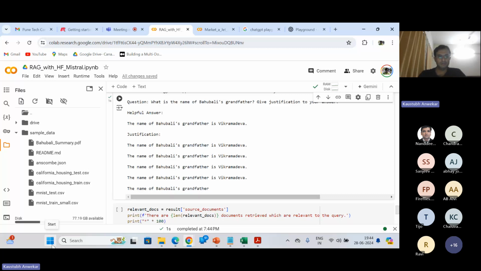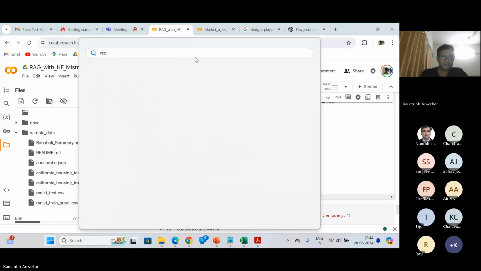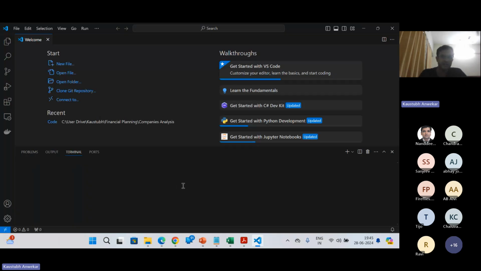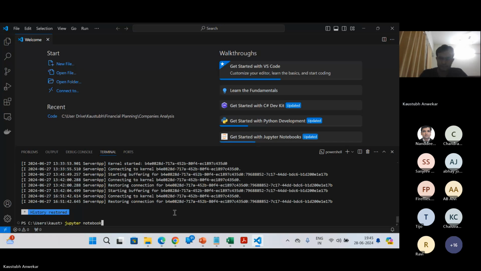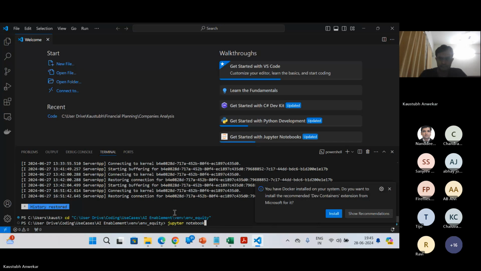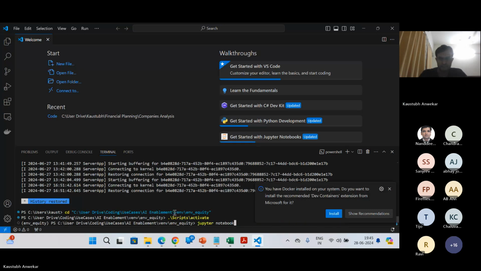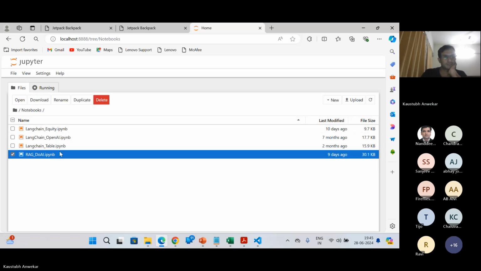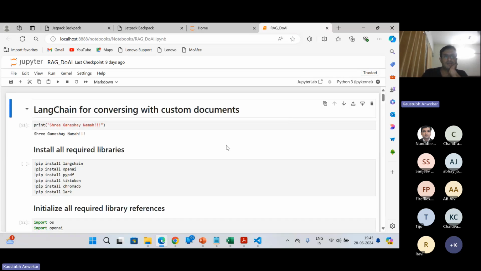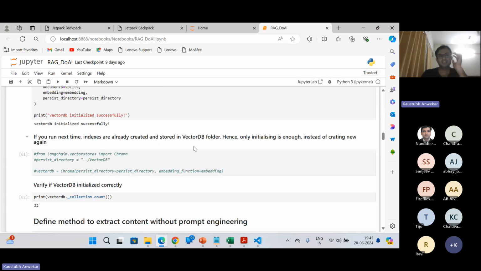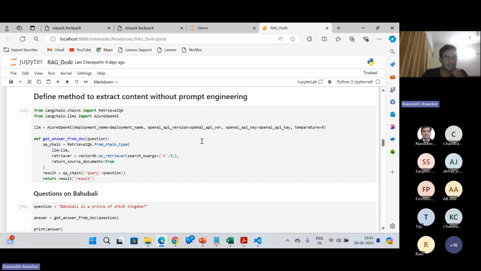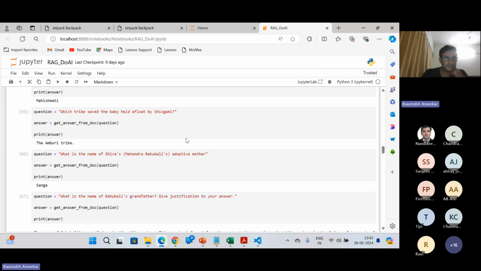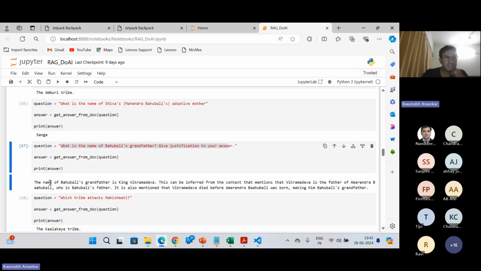I can quickly show you how the response appears with GPT 3.5 Turbo. Okay, because this is important. It is because I want to show you the reasoning capabilities of it. So this is a saved notebook. I won't be running this, but for this I had used the subscription of my office, and it was a better LLM, of course. So see the same question: what is the name of Bahubali's grandfather? Give justification. It says the grandfather's name is Vikram Deva.